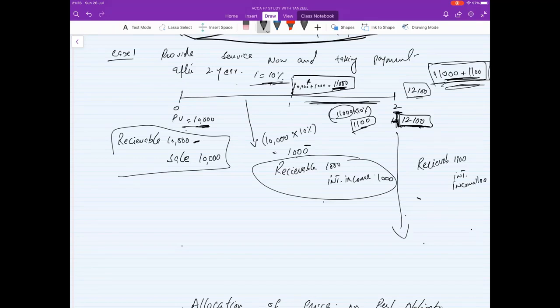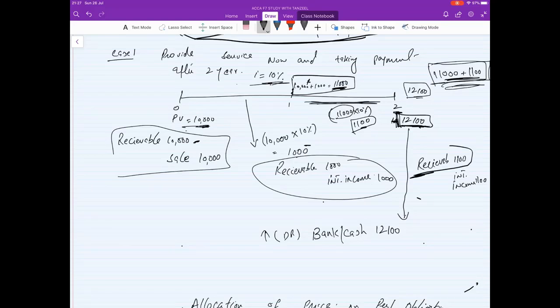At the final year end, I will pass one entry. After 2 years I will have a cash or bank debit, which means the asset is increasing. We will debit 12,100. We need to reverse the receivable. So 10,000, 1000 and 1100 means 12,100. The receivable meant that we would receive this, and now we have already received it.